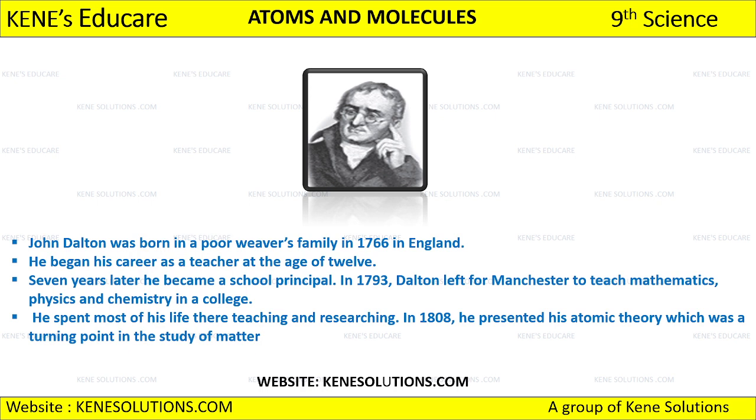After this, we discussed John Dalton and we stated that John Dalton was born in a poor weaver's family in 1766 in England, right? He began his career as a teacher at the age of 12, and then he became the school principal as well. In 1793, Dalton left for Manchester to teach mathematics, physics, and chemistry in college, where he spent most of his life teaching and researching, and in the year 1808 he presented his atomic theory, which was a turning point in the study of matter. I want each one of you to go through it. Dalton has given six different postulates, right, which we have studied about. So please go through it once.